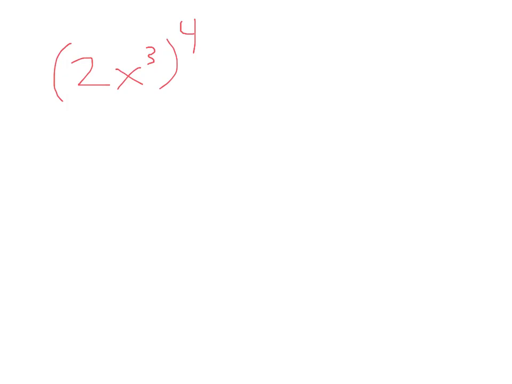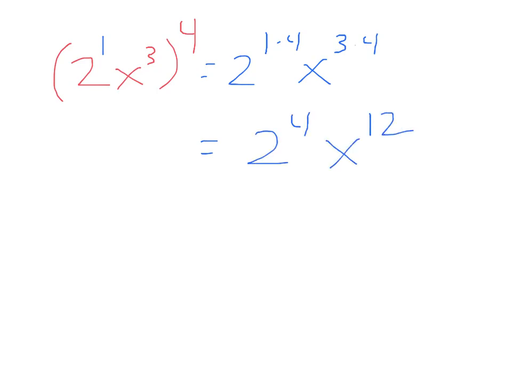Because what's the exponent on that 2? That's right, it's a 1. So I get 2 to the 1 times 4, x to the 3 times 4. So what I really get is 2 to the 4th, x to the 12th.